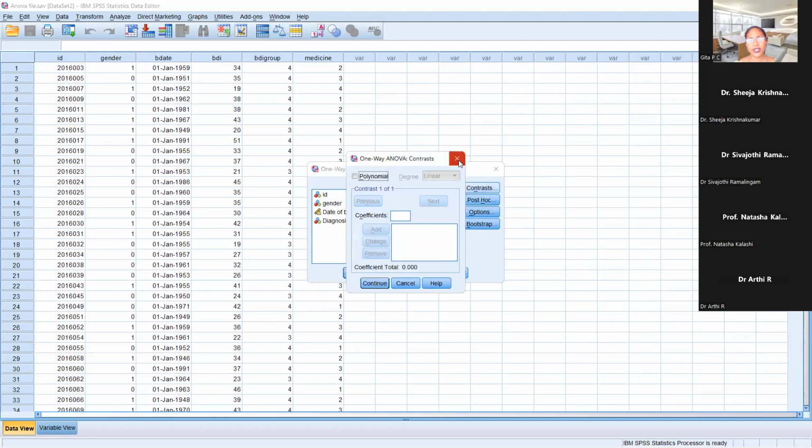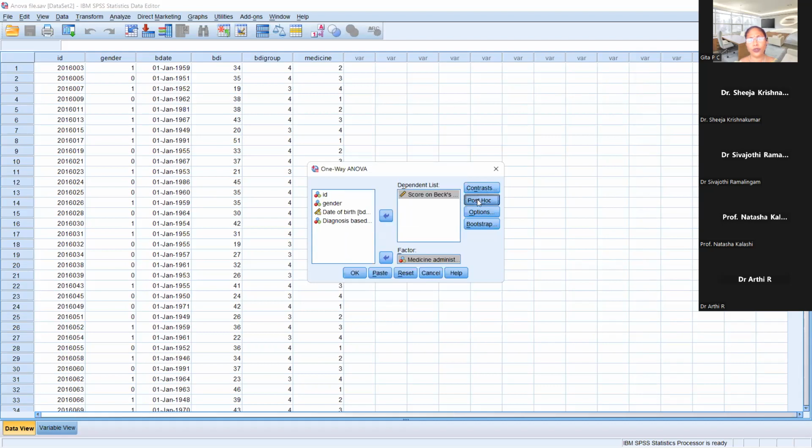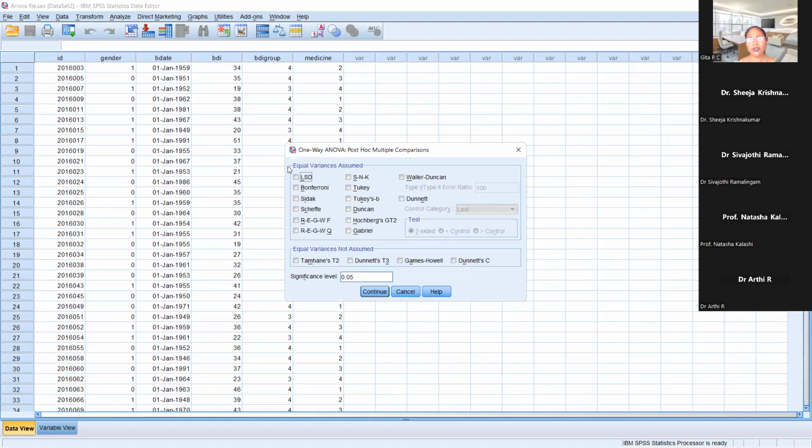Then contrast, you need not click. Go to post hoc. In the post hoc box, click on Tukey. Then say continue. There is Tukey and Tukey B. You click on Tukey.